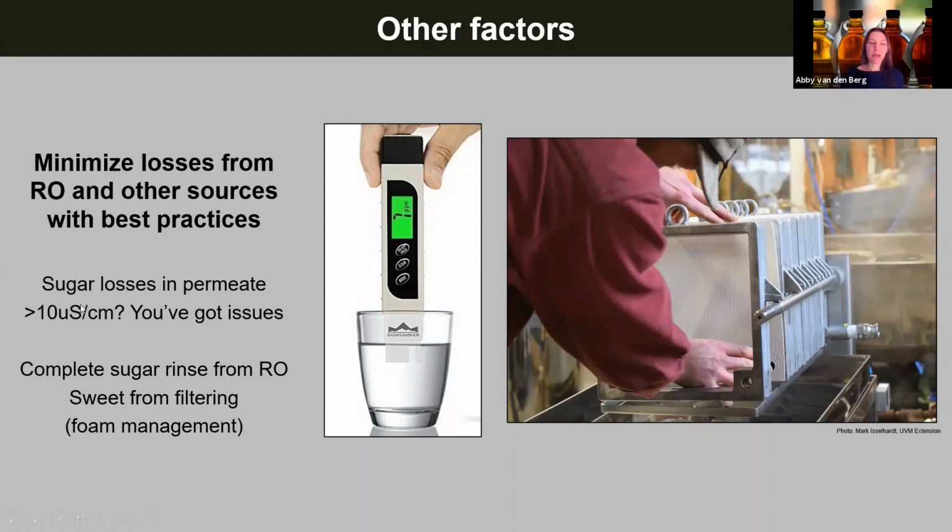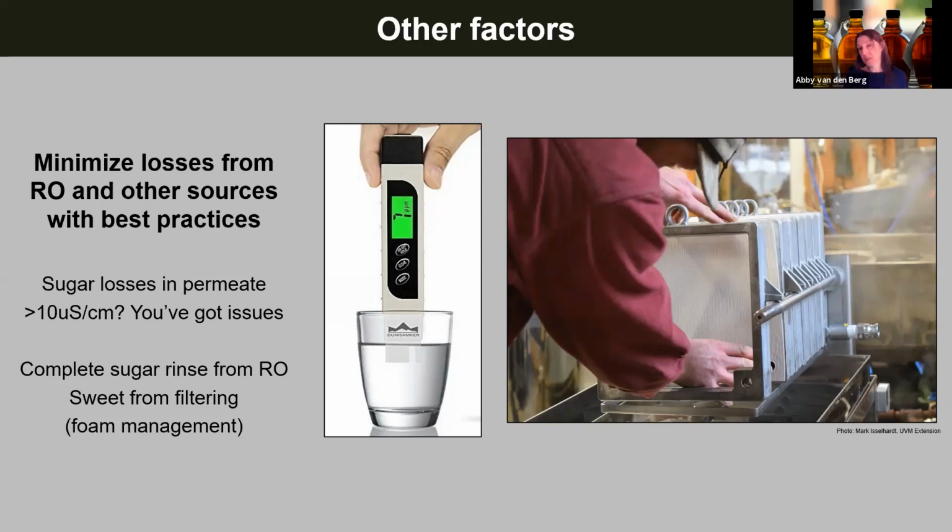So if you're measuring your permeate and you've got conductivity greater than 10 microsiemens, you probably have an issue with passing sugar and need to take steps to address that. And other things are making sure, and these are simple things that many of you probably already do, but plenty of people in the heat of the season, these things can kind of get glossed over.